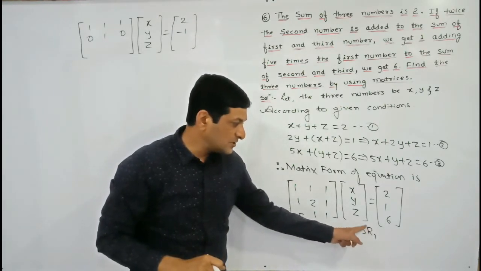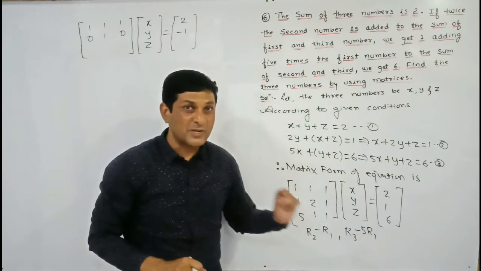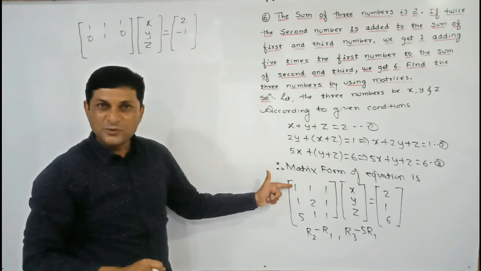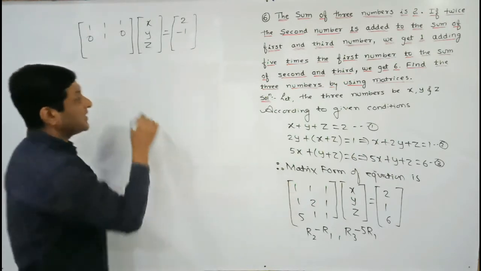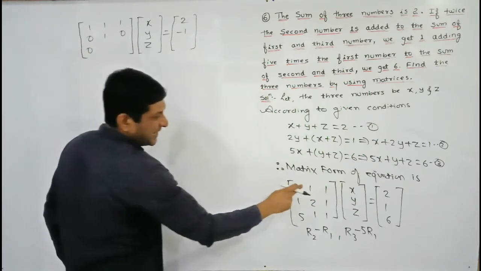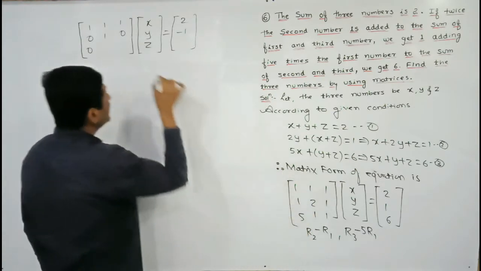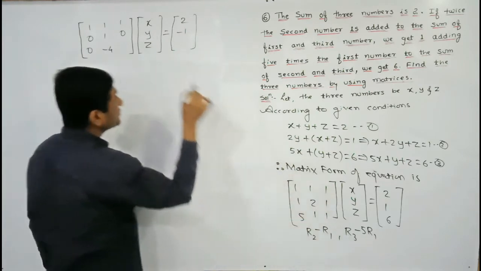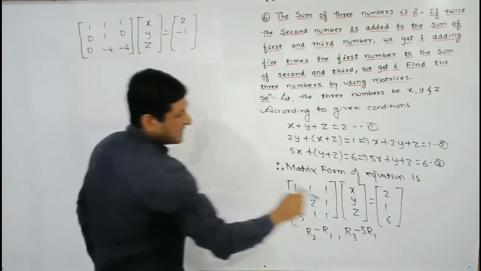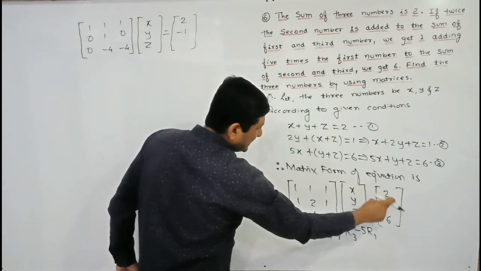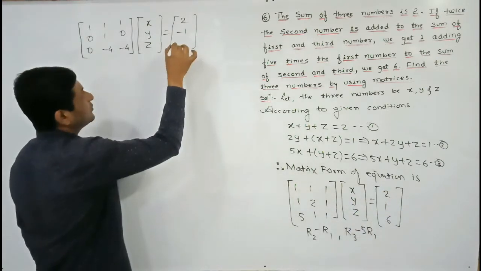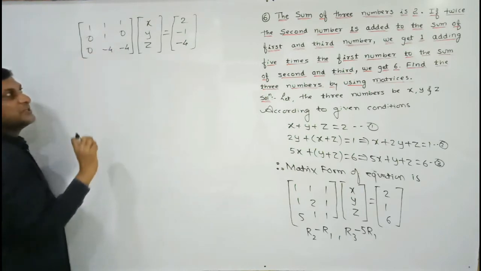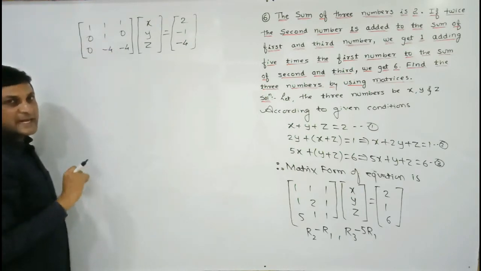Here the operation is on R3, but we are using the corresponding elements of R1 and we are multiplying R1 by minus 5. 1 into minus 5 is minus 5. Minus 5 plus 5 will become 0. Multiply by minus 5 plus 1 is minus 4. Again 1 into minus 5 is minus 5. Minus 5 plus 1 will be minus 4. Multiply by minus 5: 2 into minus 5 is minus 10, and minus 10 plus 6 will be equal to minus 4. Lastly, if we are able to convert this element into 0, this matrix will become an upper triangular matrix.